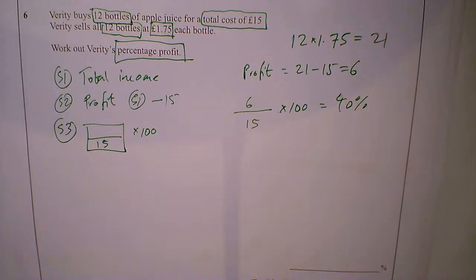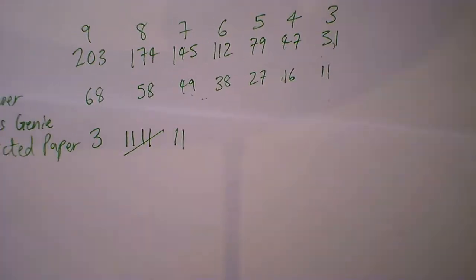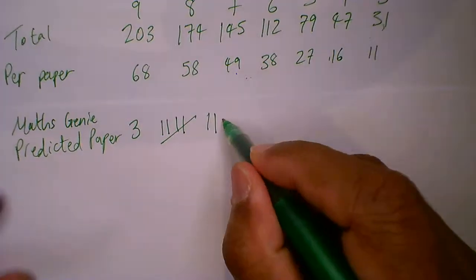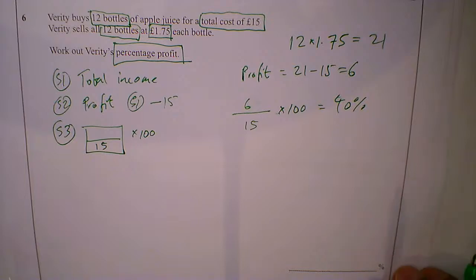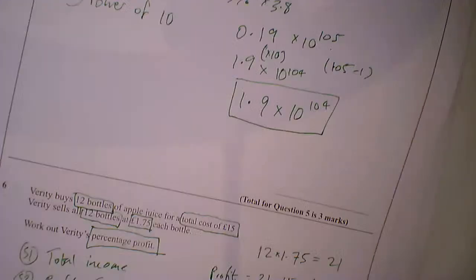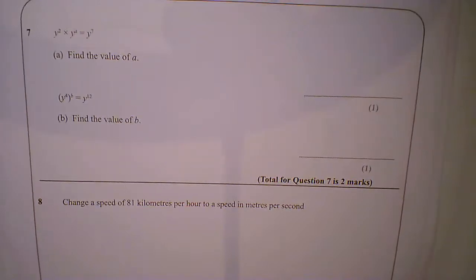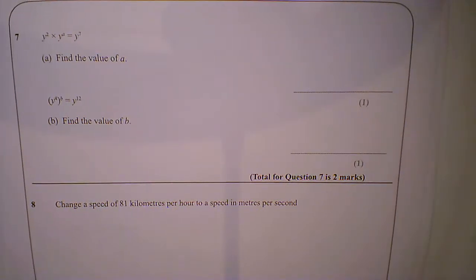Okay, 40% profit is very good. That's worth 3 marks. Let's add that to our tally. 1, 2, 3. We are 1 mark away from banking our grade 3. Let's go to the next question. Question 7. Off you go.